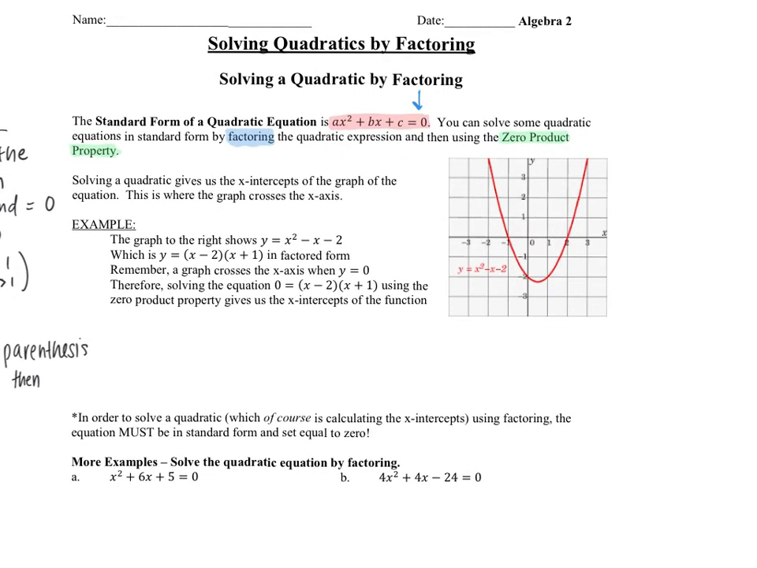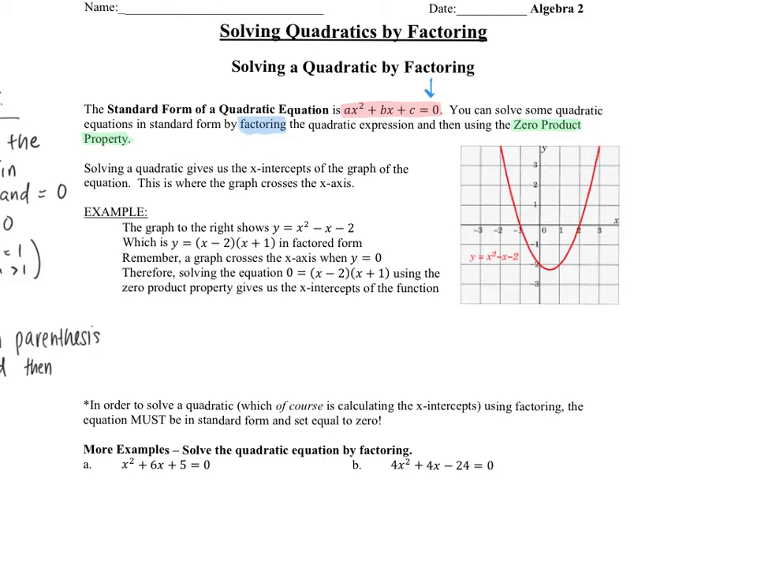So now that you are back, I'm going to go ahead and move over to the example. So here is where we have our quadratic, the equation that we're going to be working with. So y equals x squared minus x minus 2, I'm sorry. I'm going to go ahead and write that down here. Okay, so y equals x squared minus x minus 2.